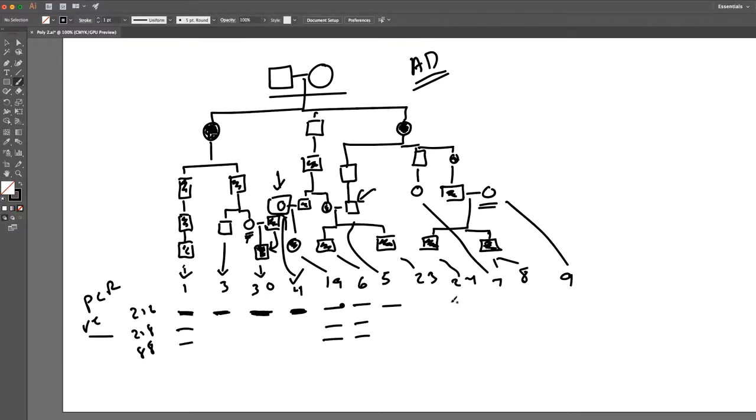Anyway, the pattern is the same throughout: all of the individuals that are afflicted with the disease, with the exception of 30, have the triplet, have the mutation. And those that are unafflicted do not have the mutated form. They only have this wild type version of the protein.